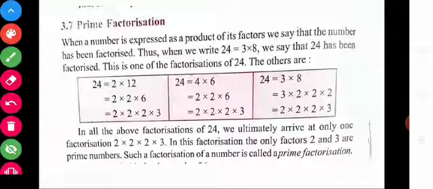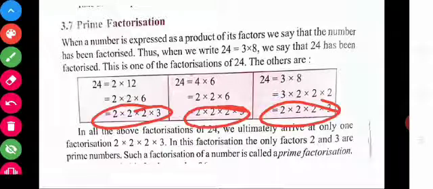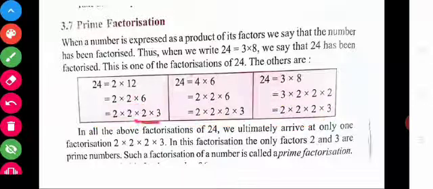See the next one. 24 can be written as 3 eights are 24. And then this 8 can be written as 2 into 2 into 2. 2 twos are 4, 4 twos are 8. See here, what are the factors? 2 into 2 into 2 into 3. Here all are the same. In this factorization, the only factors 2 and 3 are prime numbers. Such a factorization of a number is called a prime factorization.